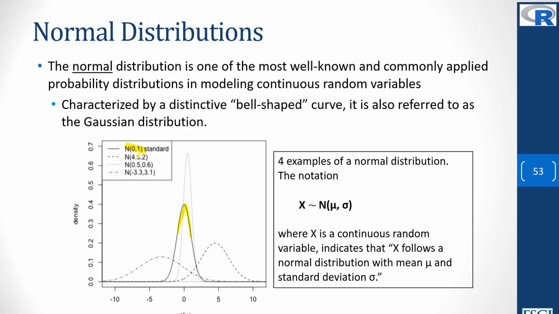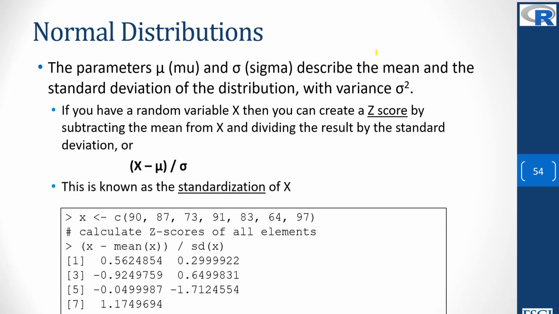Here's another example of a normal distribution with a mean of 4.5. So if you look over here, the middle of the curve is going to be the location of the mean, and then a standard deviation of 2. So you see this curve flattens out a little bit. It's not as steep. Another one with a mean of 0.5 with a standard deviation of 0.6. So this one you can see is much steeper. And then finally, negative 3.3 for the mean with a standard deviation of 3.1. And so this is the flattest curve of all 4.